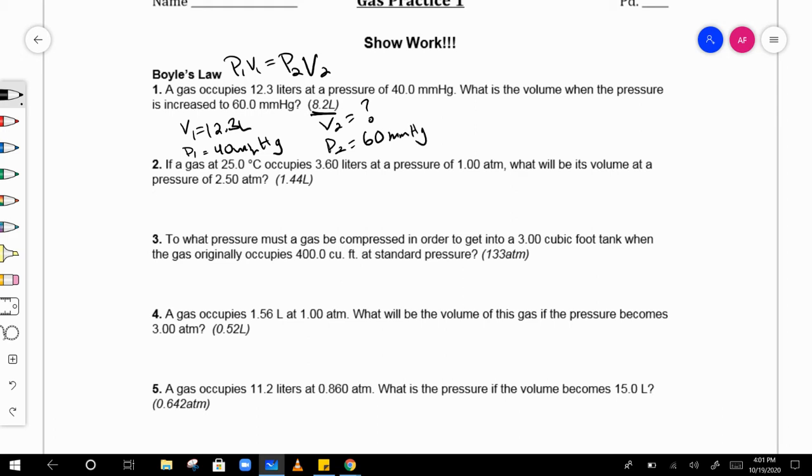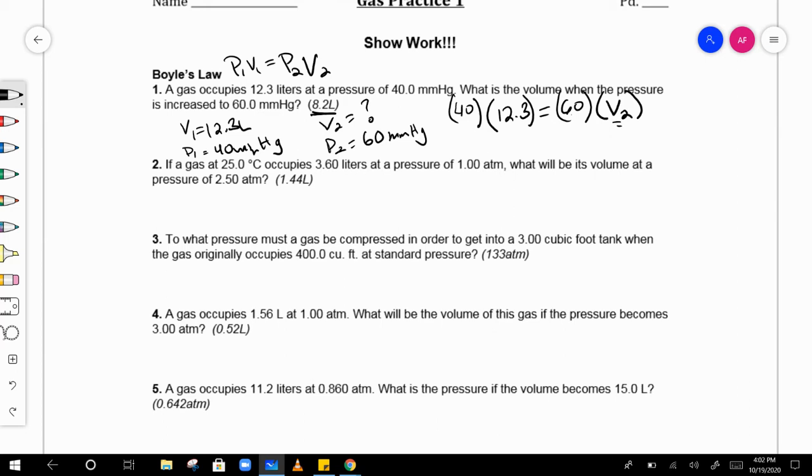So this is what we have: V1 equals this, P1 equals this, V2 equals that, P2 equals that. I highly encourage you to do that. Lay out each one of your variables so that when you plug it into the equation, you know where they go. So P1 is 40, V1 is 12.3, P2 is 60, and V2 we don't know, so I'm just going to write V2. We're solving for V2 here.